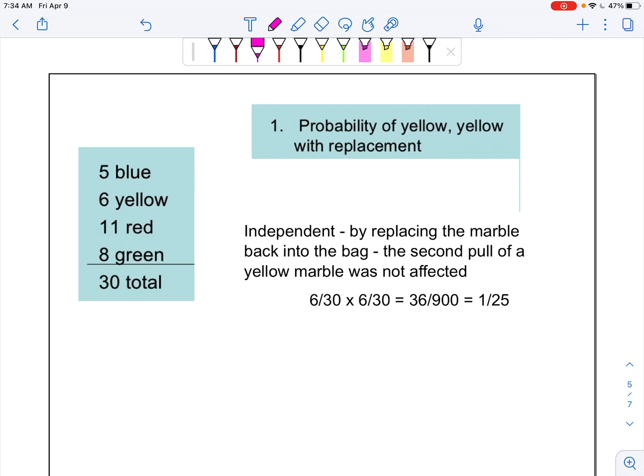With replacement. So when you look at this, the probability of pulling a yellow is going to be 6 out of 30. Well, when you put that marble back, you still have a probability of pulling 6 out of 30. So what happened didn't change the second probability. So I'm going to use the multiplication property. So 6 times 6 is 36, 30 times 30 is 900, and I'm going to reduce it down. So to pull a yellow, replace it, pull another yellow is 1/25 is the probability.